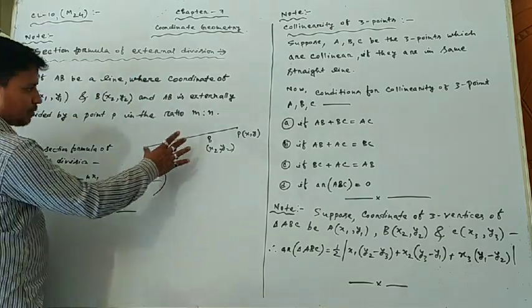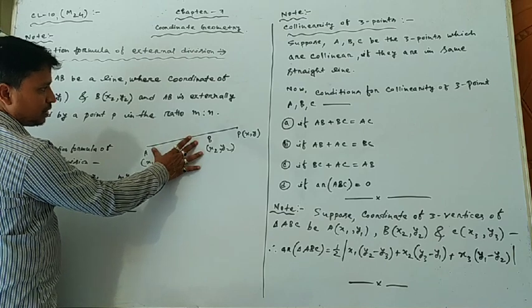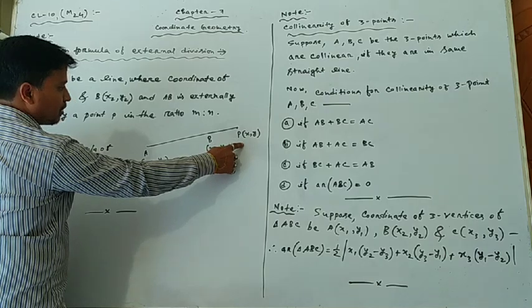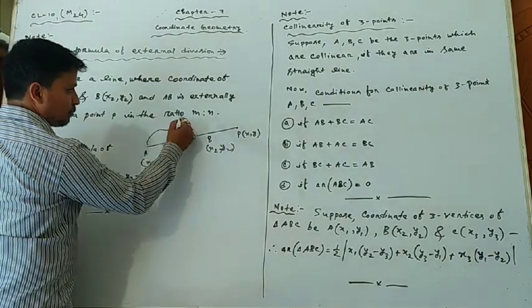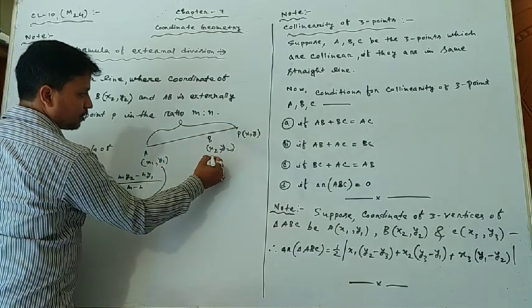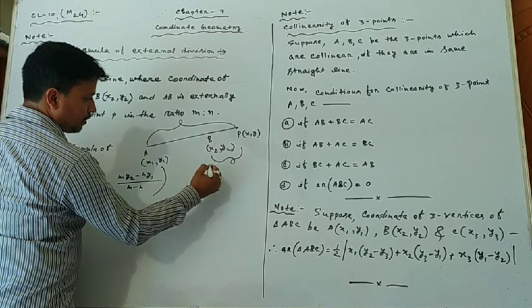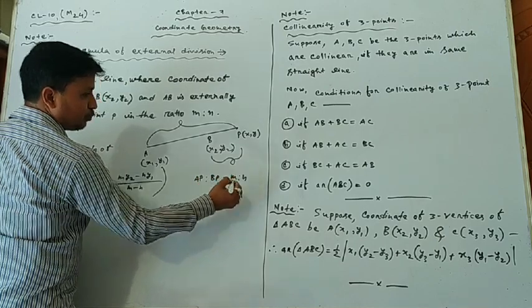That means here we have considered one line AB. AB is a line which is externally divided by P. P is externally dividing AB. How is it dividing? One part is AP, another part is BP. That means AP is to BP is equal to M is to N.